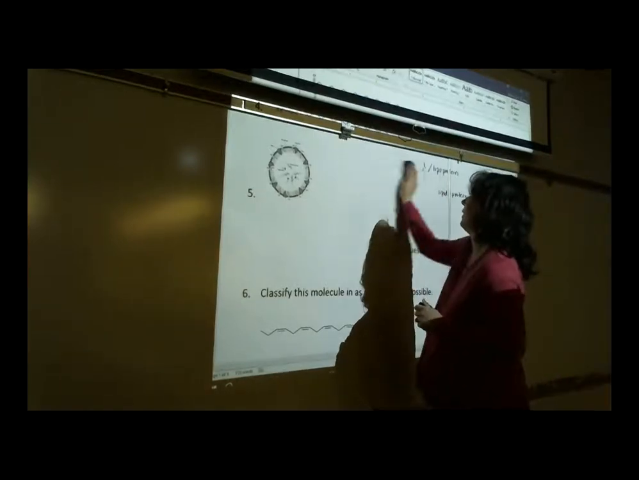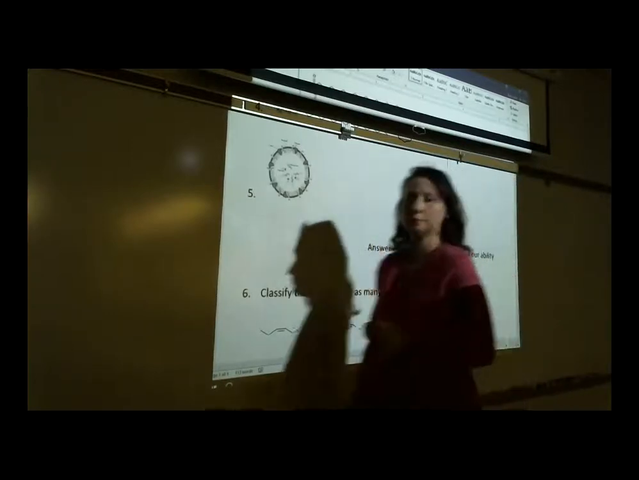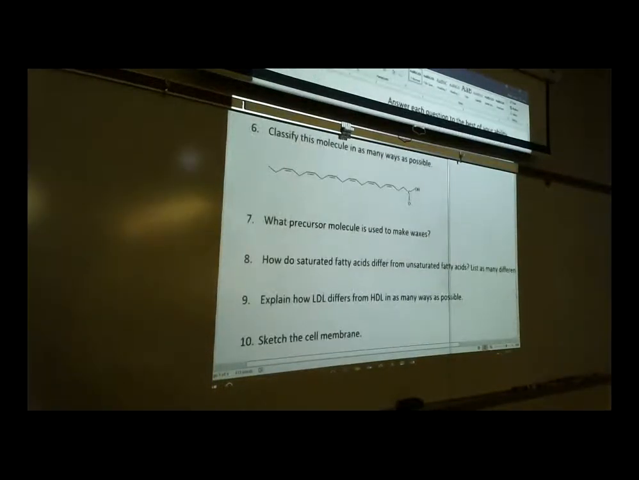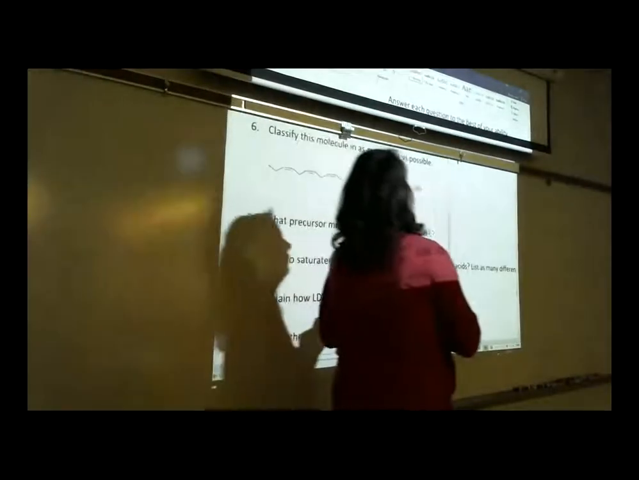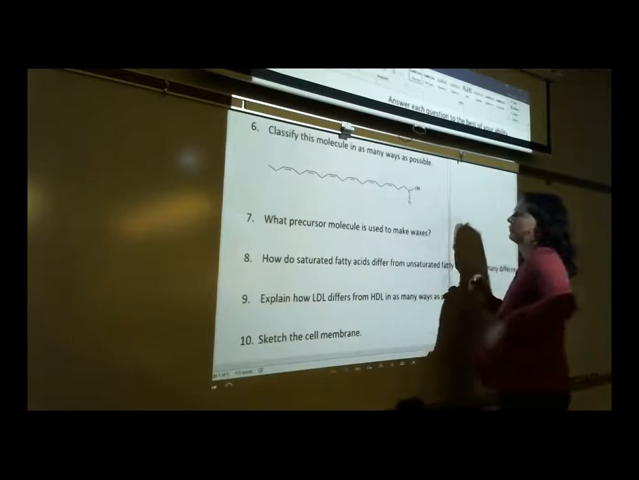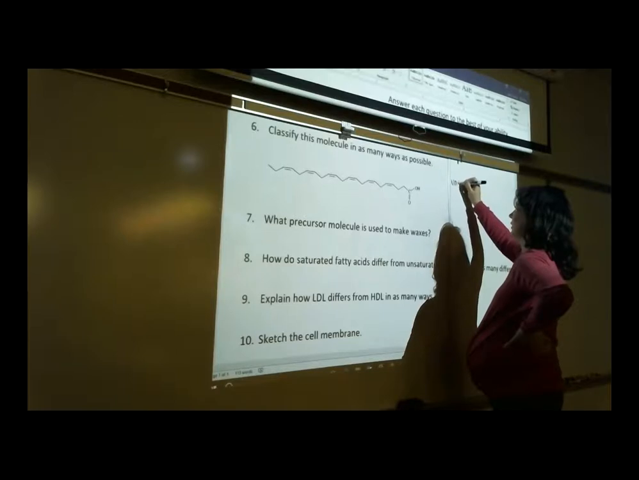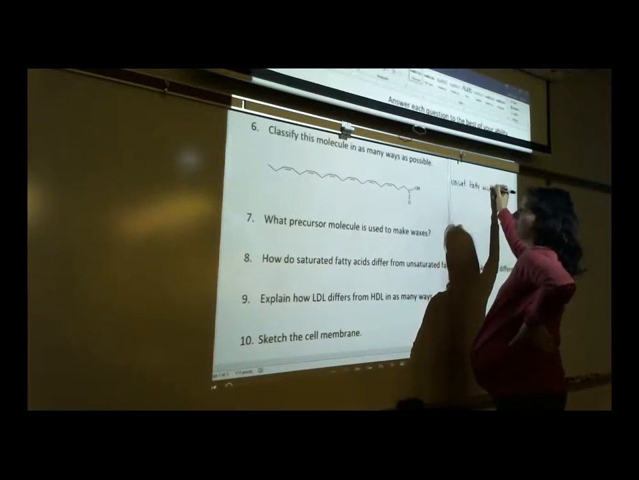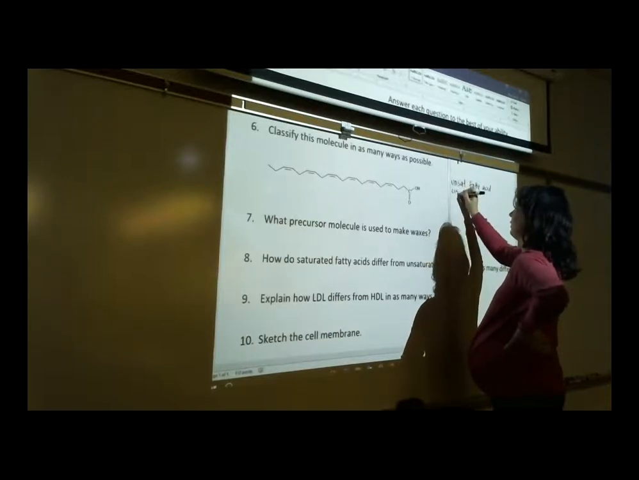All right, let's talk about free response kind of questions. Classify this as many ways as possible. What'd you come up with? Cis unsaturated fatty acid. Okay, it's definitely unsaturated, right? And let's see. Yes, I would agree that it's in the cis configuration.